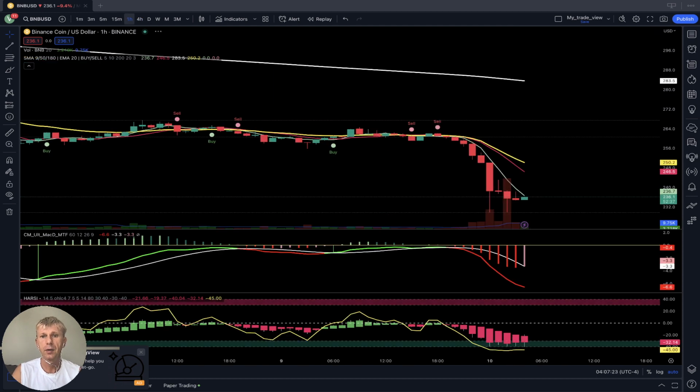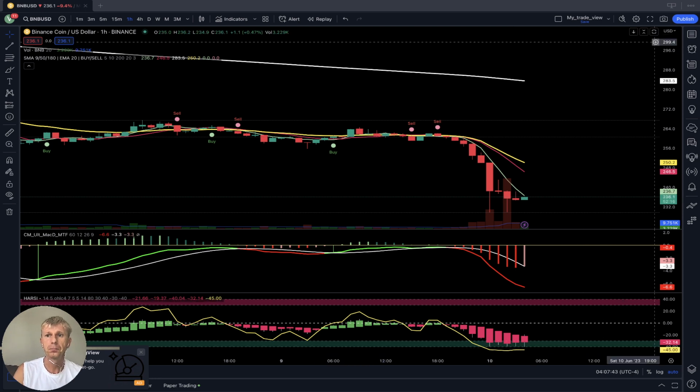1 hour time frame, similar bearish trend on bars. Last bar disconnected from 20. MACD bearish, RSI and Heikin-Ashi in very bearish territory. RSI very oversold, minus 46. Negative bearish trend. Let's do summary.